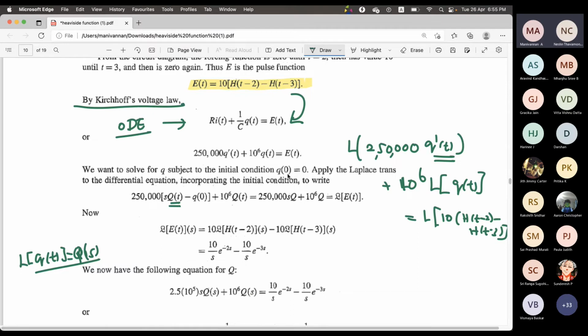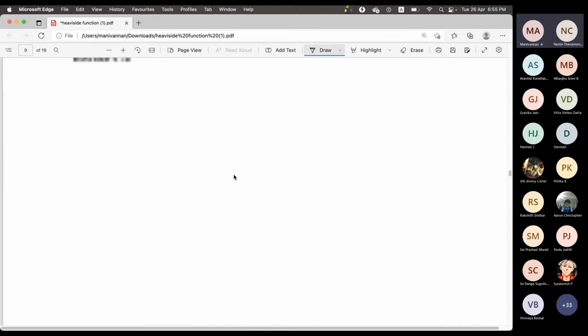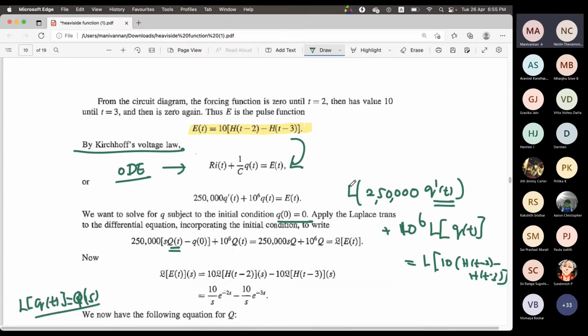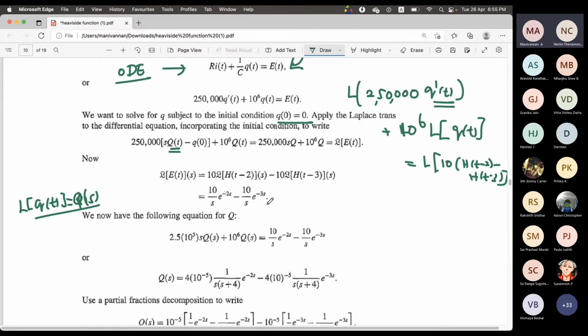So E of t, substitute your initial conditions q of 0, because initially there is no charge, right? As 0 charge initially, so q of 0 is 0. So now find the right hand side Laplace transform. L of h of t minus 2 is e raised to the power minus 2s, and remaining L of 1 is there. So 10 into e raised to the power minus 2s divided by s.